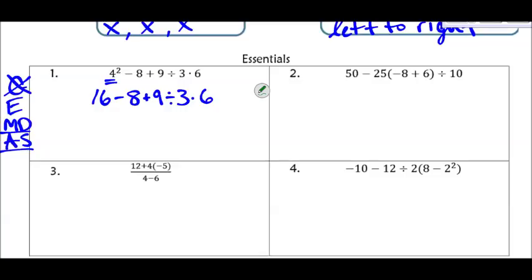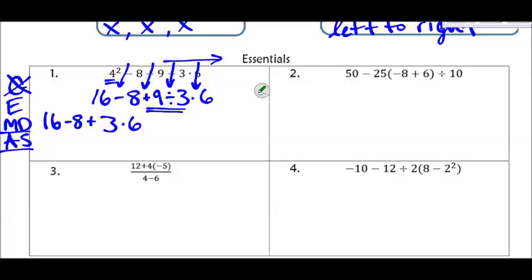All right, so now I see I have subtraction, I have addition, I have division, and I have multiplication. I know it's not addition or subtraction, those are going to happen last. I have division and multiplication. I'm trying to decide between the two of them. I'm going from left to right, so I'm actually going to do this division next. So I have 16 minus 8 plus 9 divided by 3 turns into a 3 times 6.